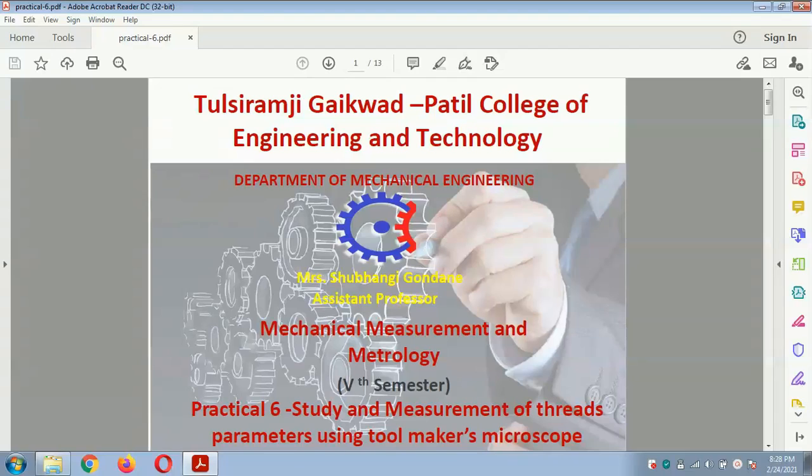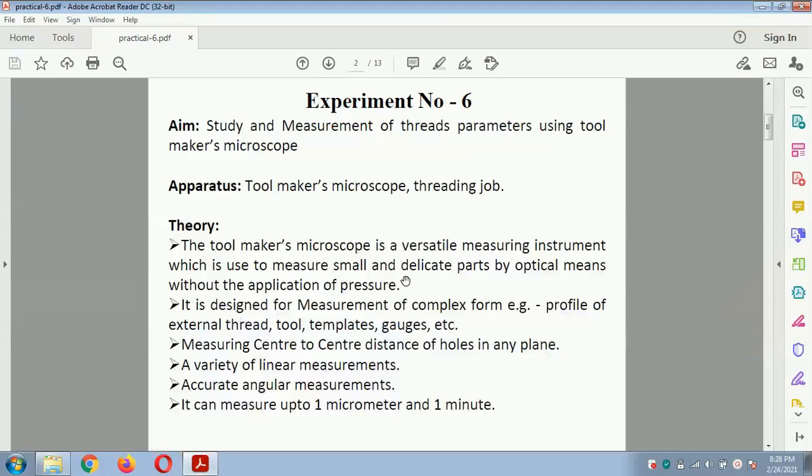Today we perform the practical on study and measurement of thread parameters using a tool maker microscope. The apparatus required for this practical is a tool maker microscope and a threading job.